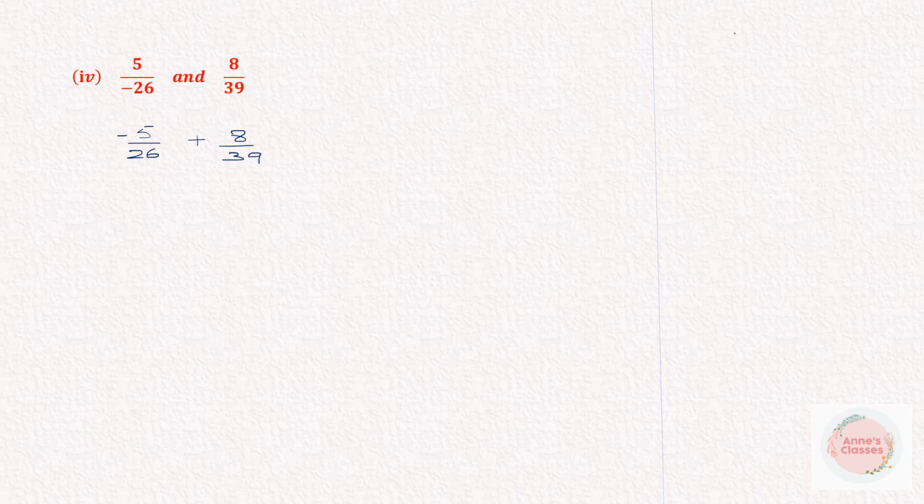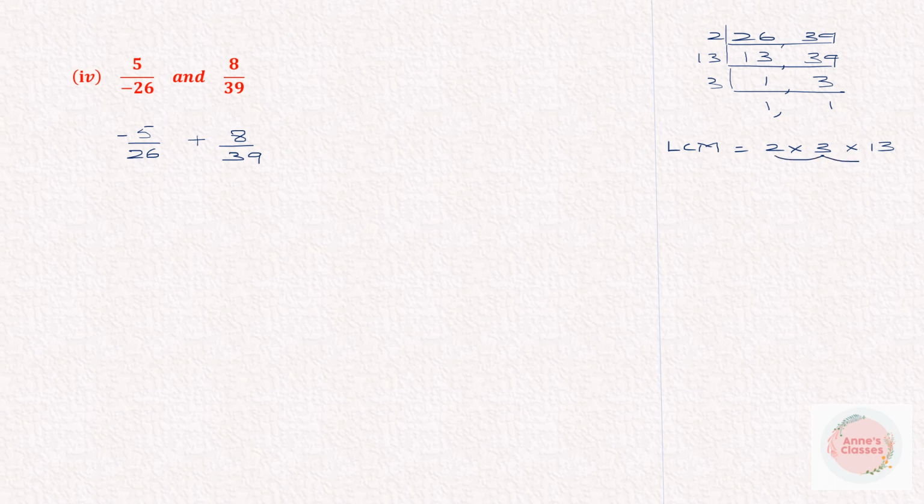So let's find the LCM of 26 and 39. Now let's take 2. 2 ones are 2, 2 threes are 6, and then we bring down 39. Now 13 is divisible only by 13. So 13 ones are 13, 13 threes are 39. Continue. This time you can use 3. This is 1 and 3 ones are 3. So the LCM will be 2 into 3 into 13. So 2 threes are 6. 6 into 13 is 78. So the LCM is 78.